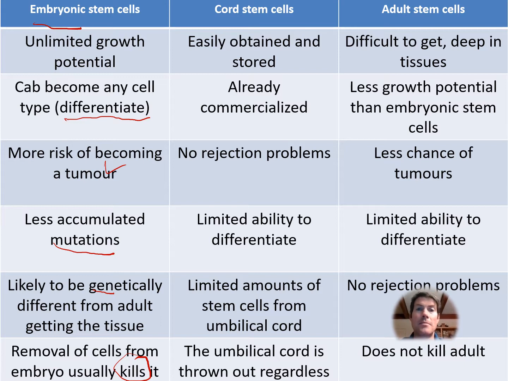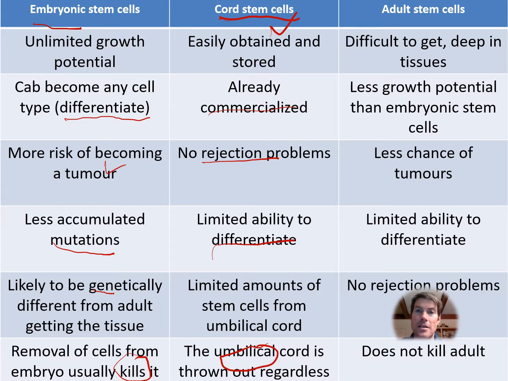You can also get stem cells from cord blood, and it's easy to get, easy to store. There's already a market for it. If you use it for yourself later on in the road, no way you're going to reject it. But they're limited in what you can do with those cells. All right. And hey, it's going to get thrown out anyway. Might as well use it, right?